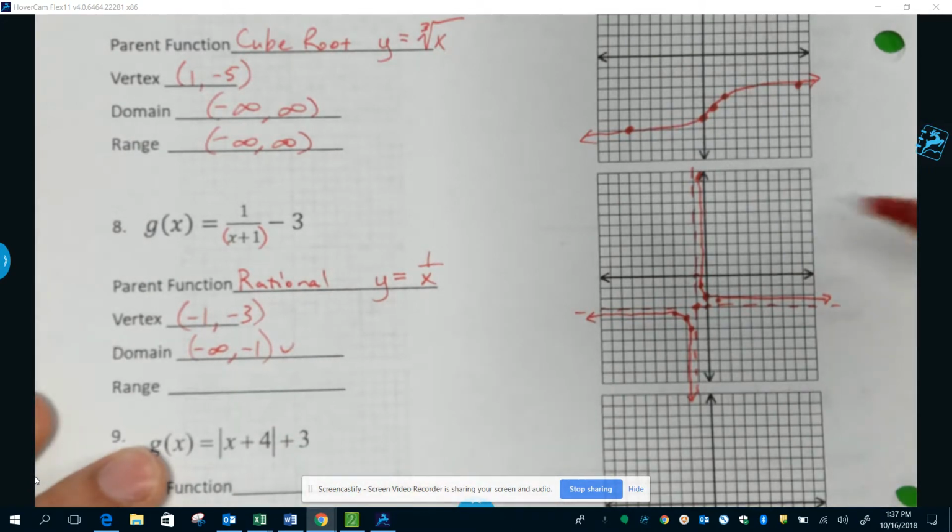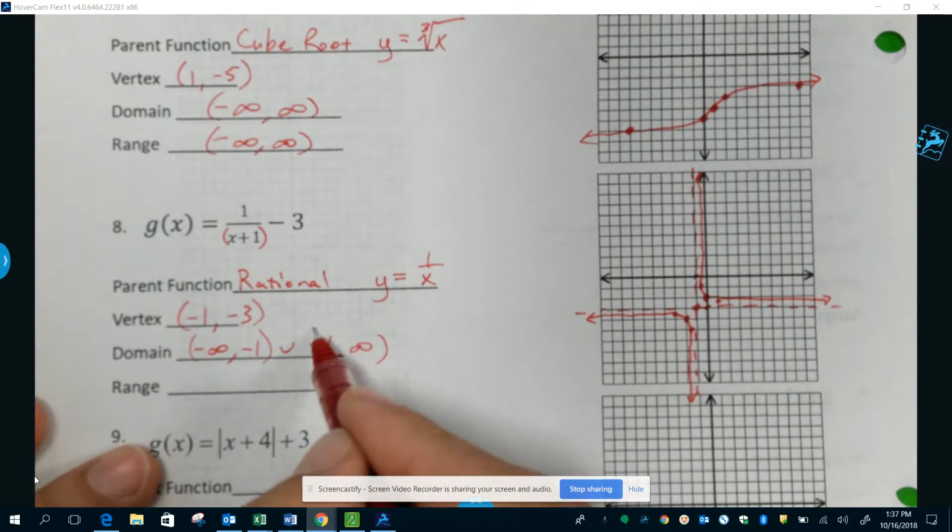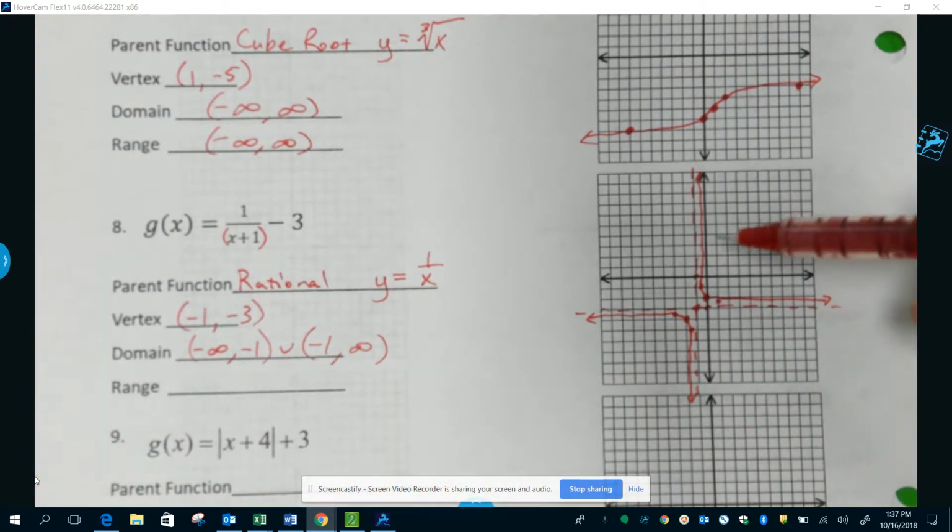But wait, there's more. There's another section of graph here. This one starts at the negative 1. That's as far left as it goes. It does not go any further left than that. It starts at the negative 1, and how far right does it go? All the way to infinity. Infinity always gets parentheses, and the negative 1 it doesn't touch. So the negative 1 gets parentheses as well.